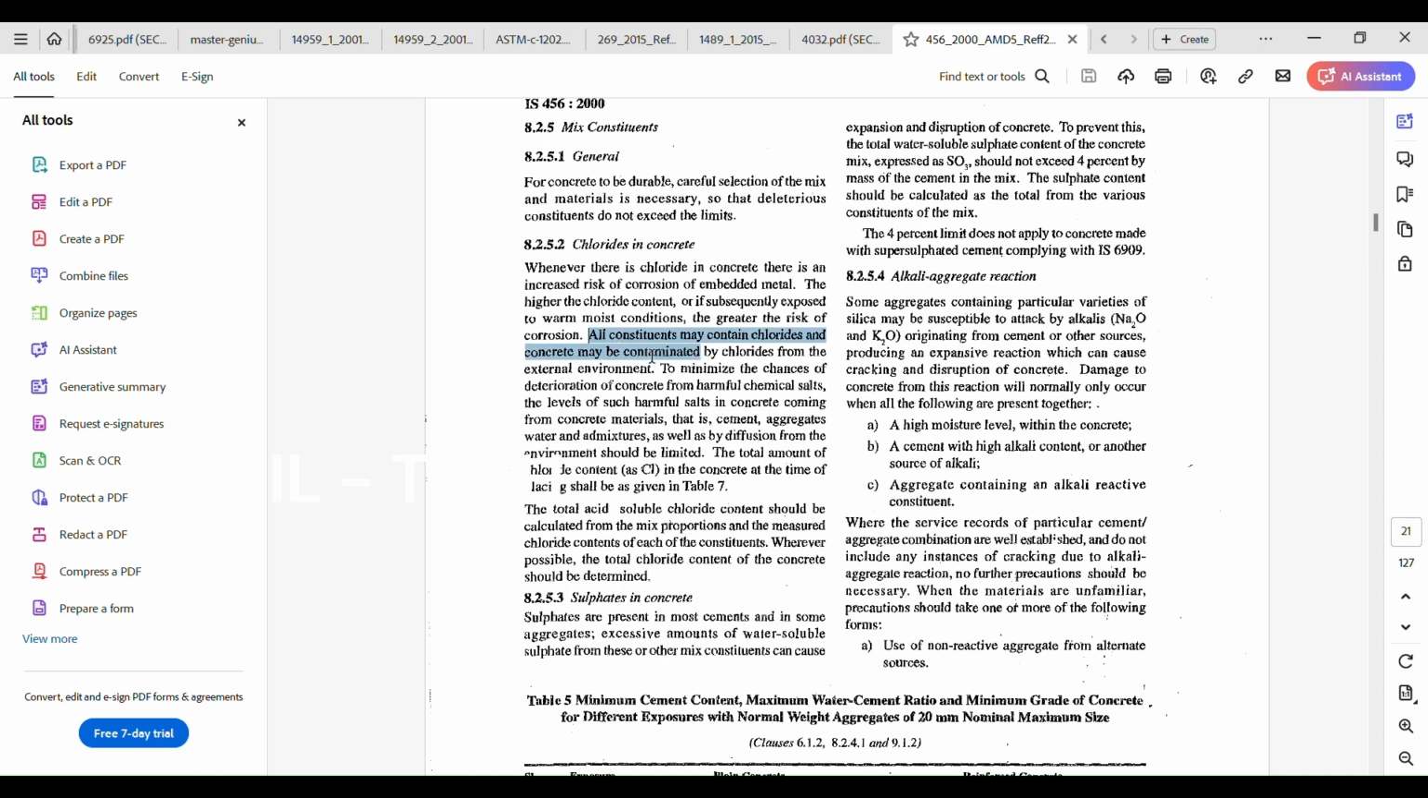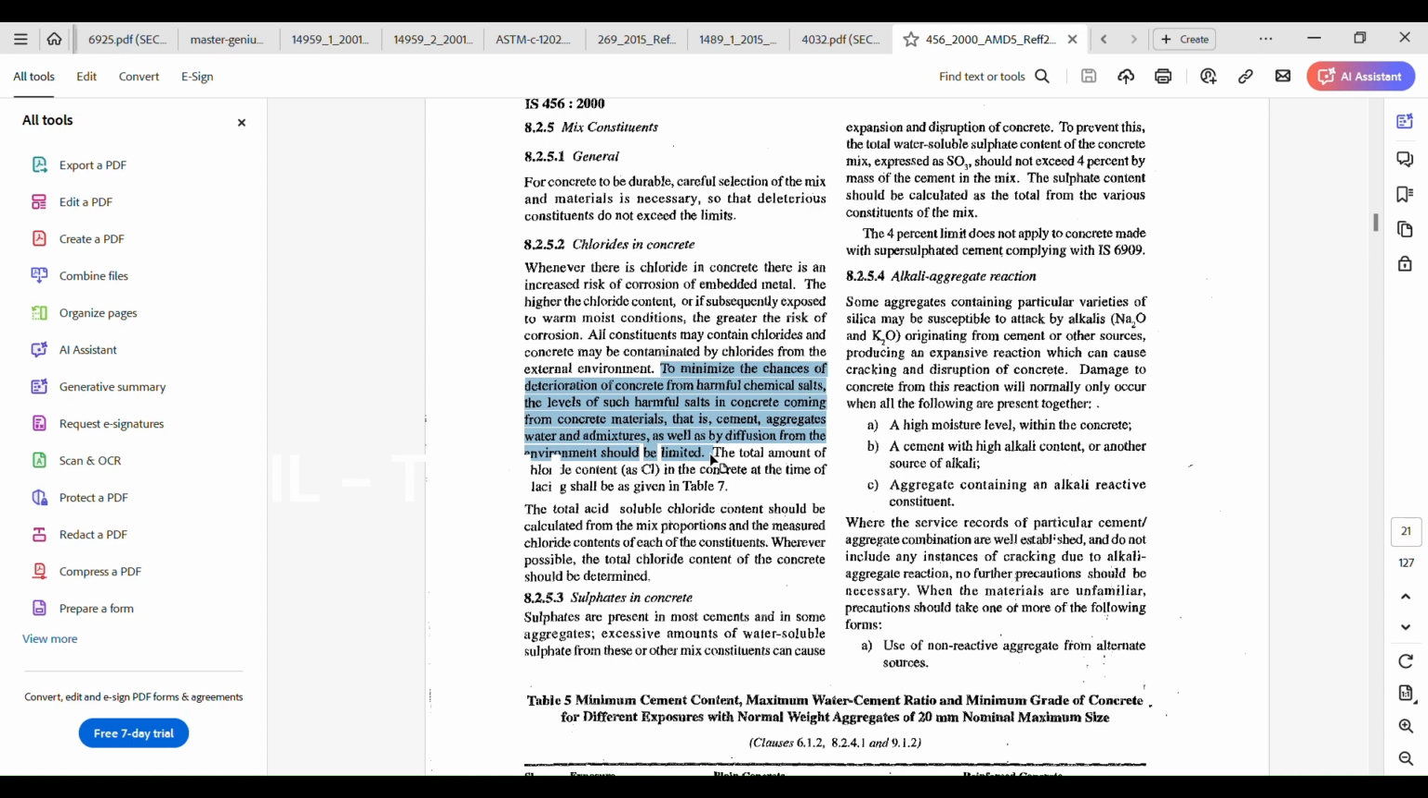All constituents may contain chloride, and concrete may be contaminated by chloride from the external environment. Every ingredient of the concrete has a small amount of chlorides. So it would react with the environment and cause corrosion. To minimize the chances of deterioration of concrete from harmful chemical salts, the level of such harmful salts in concrete, coming from the concrete materials, that is cement, aggregate, water and admixture, as well as by diffusion from the environment, should be limited. We need to minimize the corrosion or deterioration of concrete.